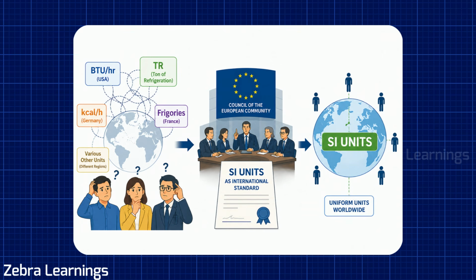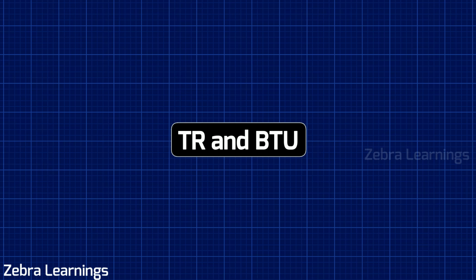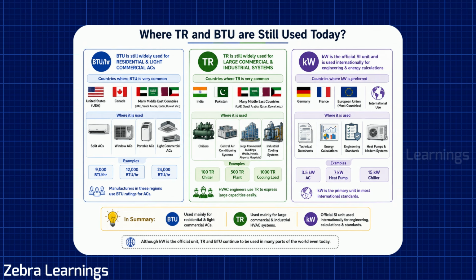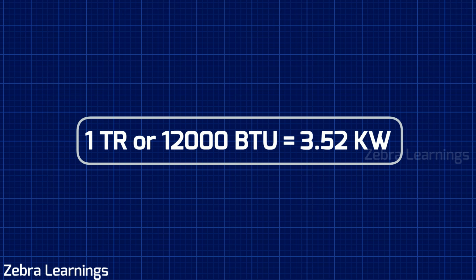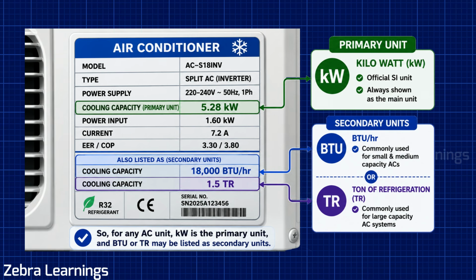Because of this, in the 1970s, the Council of the European Community brought in the SI units as an international standard to implement uniform units worldwide. Accordingly, the TR and BTU units for AC were changed to kilowatt. Although BTU and TR continued to be used in many regions, they fixed 1 TR or 12,000 BTU as equal to 3.52 kilowatt. So, for any AC unit, kilowatt will be the primary unit, and sometimes BTU or TR will be listed as the secondary unit.